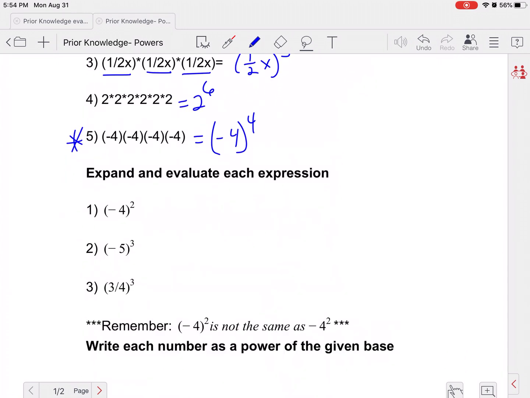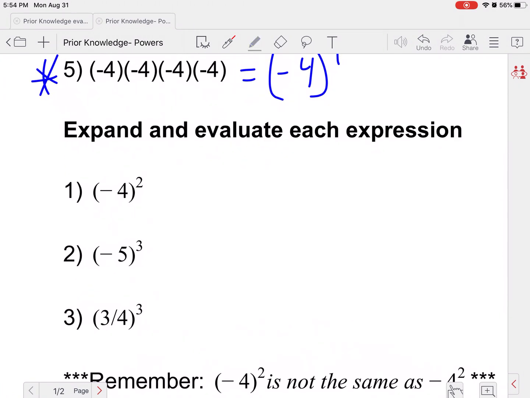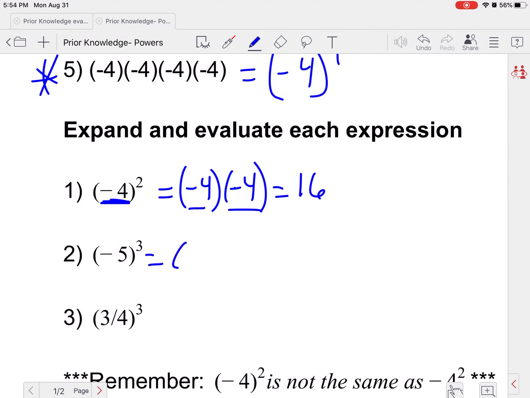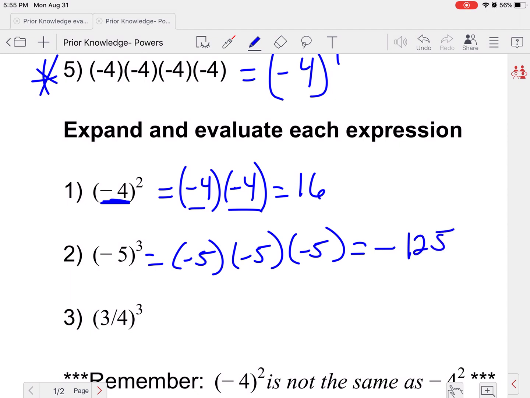We're going to expand and evaluate each expression. All that means is we're going to write out the expansion. So -4 squared is really -4 times -4. And -4 times -4 would give me a positive 16. Again, remember that because this negative is in the parentheses, it ends up in these parentheses as well. Again, -5 times -5 times -5. A negative times a negative is a positive, times another negative, my answer is going to be negative. And then 5 times 5 times 5 is 125.